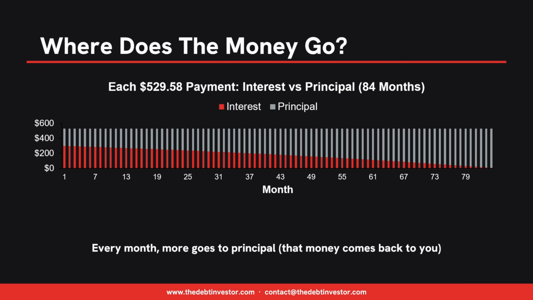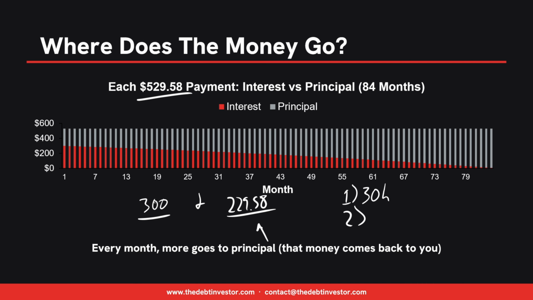Now, here is the interesting part. This $529, as we just saw, was $300, and then the principal paydown was $229.58. But because we pay this down, in month one our balance is going to be $30,000, but since we paid it down $229, our new balance is going to be $29,781 and change. And so now we're only paying interest on this. So we're getting 12% on the remaining balance.